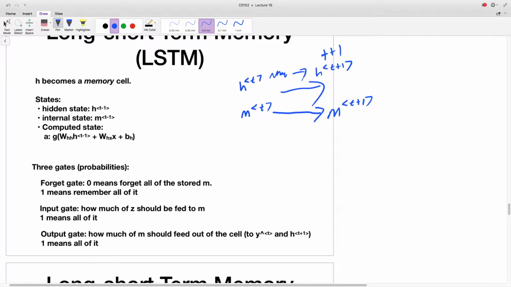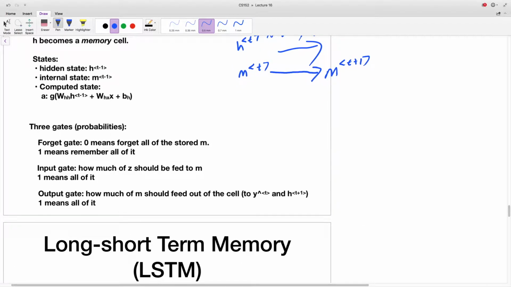So we're going to have 3 different gates, all of which are probabilities. The forget gate: 0 means forget everything that's in m. Basically reset m to 0. And 1 means just keep it all. And if we wanted a decaying memory, we could set the forget gate to some value between 0 and 1, right? It would be exponentially decaying with the rate depending on this value.